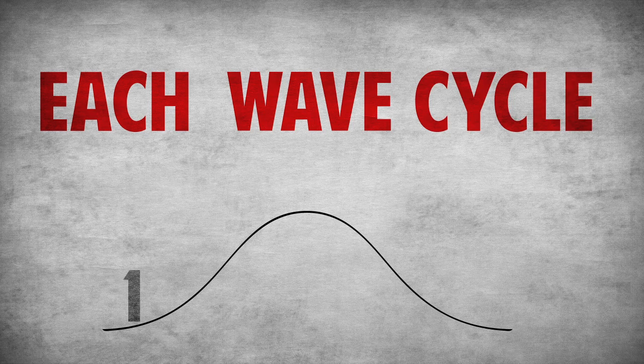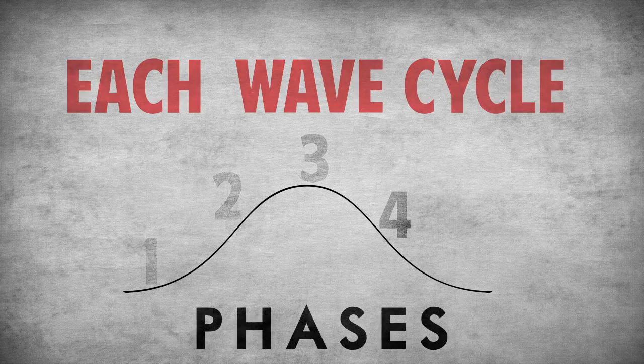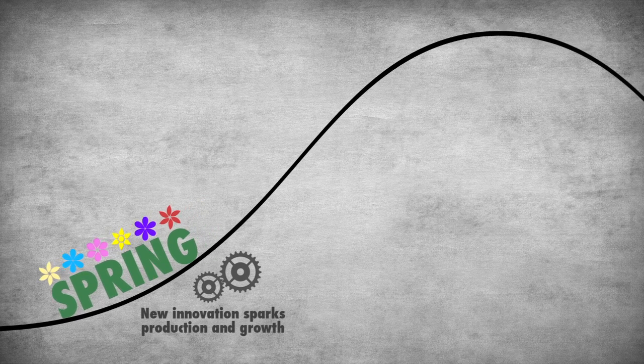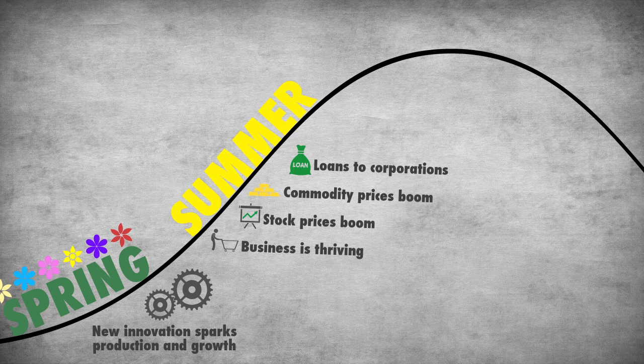Each wave cycle has 4 distinct phases, closely resembling seasons of the year. Spring is the rebirth of an economy where new innovation, like the automobile, sparks production and growth. As spring moves into summer, business is thriving and the economy heats up. Stocks and commodity prices boom. There's an increase in loans to corporations wanting to invest, and debt starts to build. And a huge rise in money supply leads to large inflation.